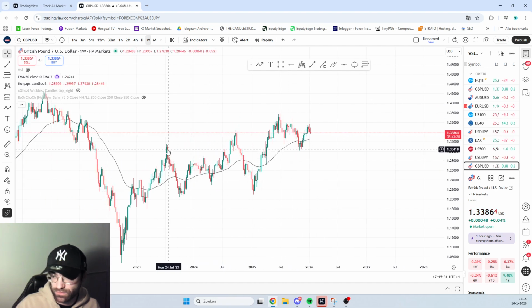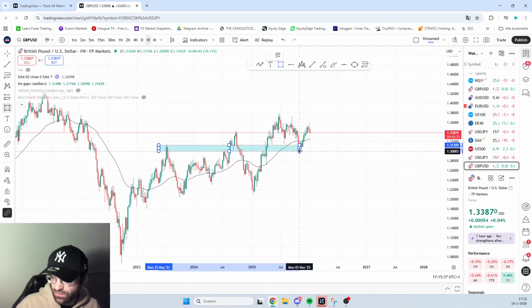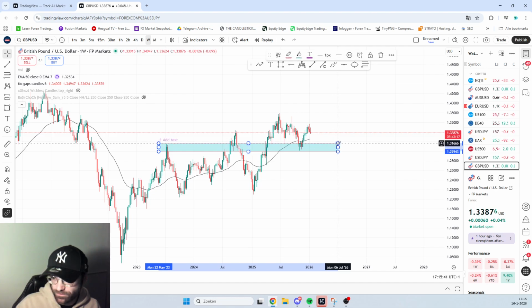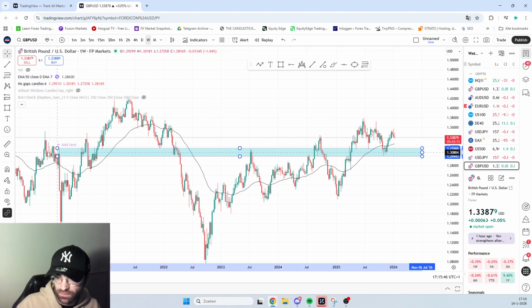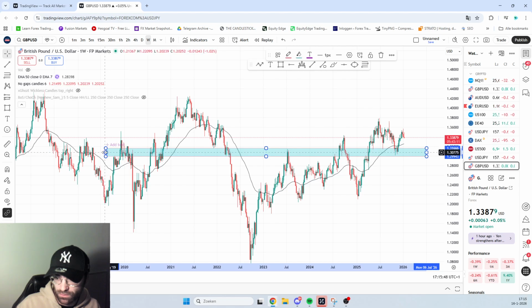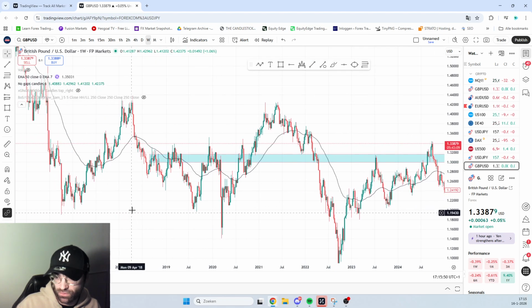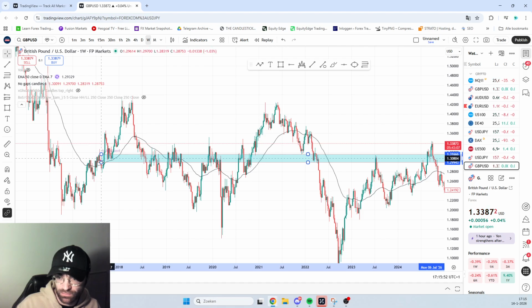So for instance, this one sticks out, right? Because it moves up, goes down from it. So you can see, is this an area or is this just a random coincidence? And a lot of times you find that if you draw it back, there are multiple touches on that area as well, because price doesn't really act randomly often.